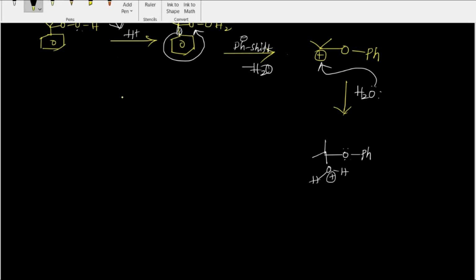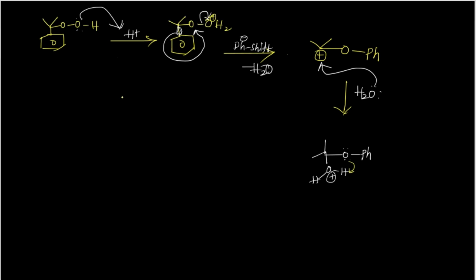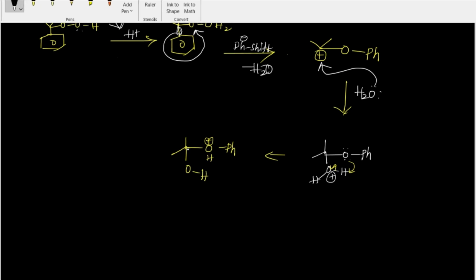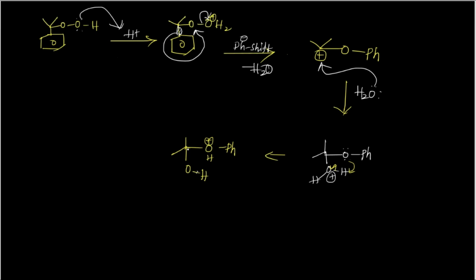Let me change the color. This lone pair abstracts one of the hydrogens, and it will form this OH, and it will become positive Ph. So this will be OH. Now what will happen is the bond between this oxygen and hydrogen shifts towards here and it will form a double bond O, and this bond will break, and here we will get acetone plus phenol.